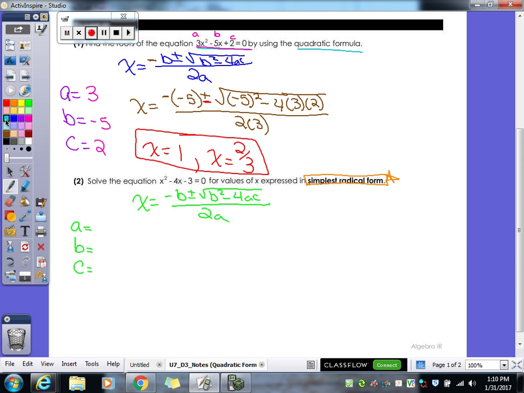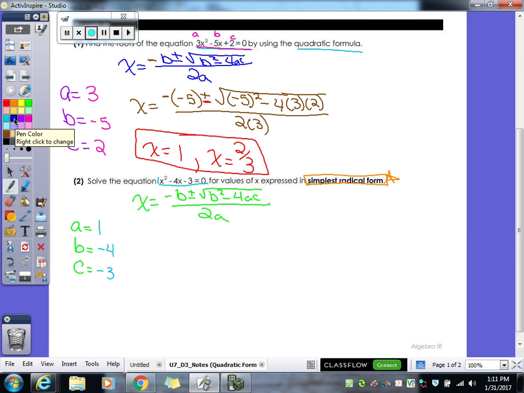So our equation they told us to solve was here, x squared minus 4x minus 3 equals 0. So luckily for us, that's already in standard form. So what is our a value? 1. That's the imaginary number. It's not really imaginary. It's there. We just don't write it. Our b value? Negative 4. And c? Negative 3.